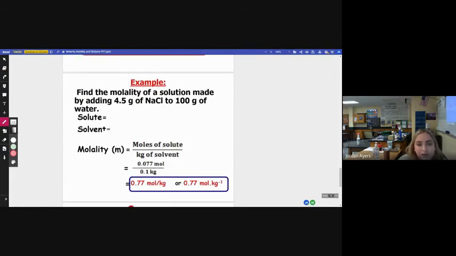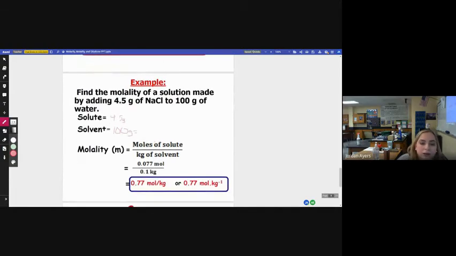Find the molality of a solution made by adding 4.5 grams of sodium chloride to 100 grams of water. So my solvent is my water. Remember, this is just salt water. Think about when you make salt water, what is being dissolved and what is dissolving. So our water is dissolving the salt. I like to remember that water solves everything. It's a solvent. And then so our solute would be that 4.5 grams of the sodium chloride.